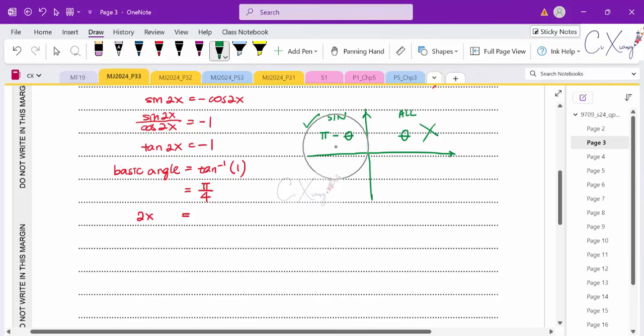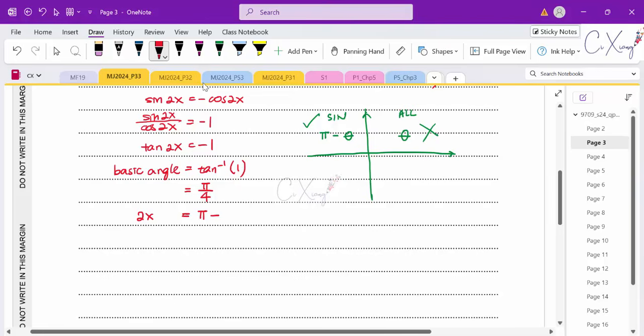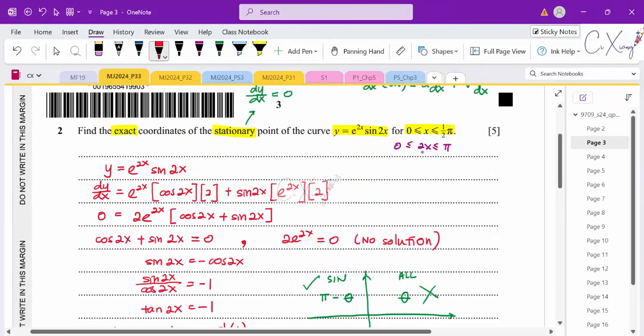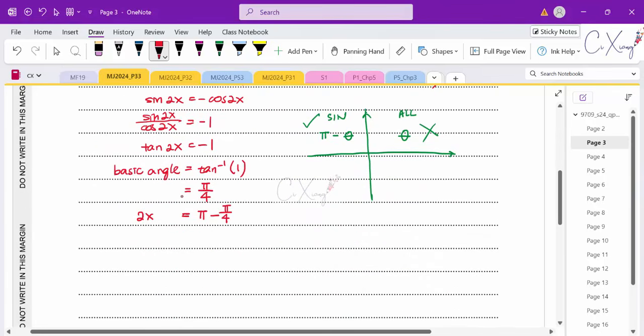So to get the answer for this quadrant, you take pi minus the basic angle. So what's the basic angle? In this question, it is pi over 4. So I'm taking pi minus pi over 4. Do I need to continue further for other quadrants? Basically, no need, because in the question, you can see clearly that the 2x is only located between 0 and pi.